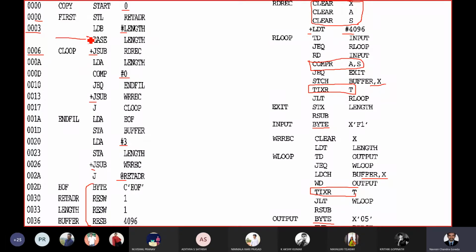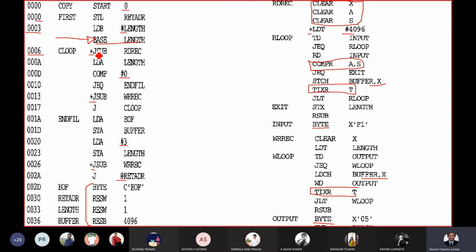So you don't have to assign any address for this instruction, which is a base length. You don't have to assign any memory space. At the same time, you don't have to generate any object code for it, because it is just the same as a comment line. So you don't have to assign any address or generate the object code for the base instruction. Then again here we have plus.